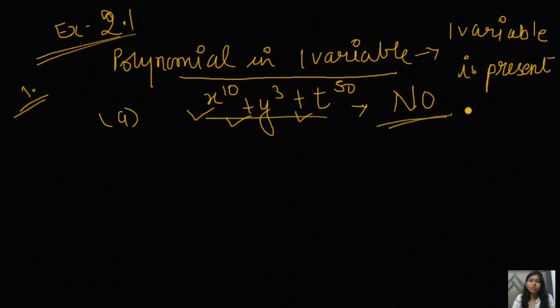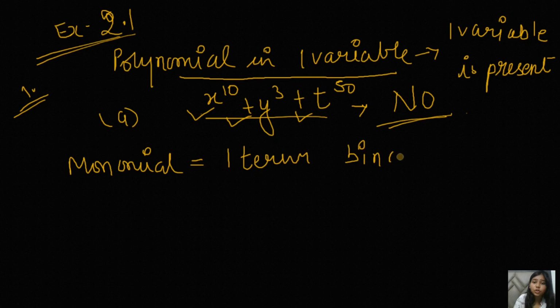This is how the questions are in this chapter. You just have to solve it like this. These are very easy questions. Okay, so the next question is on the monomial and binomial. As I told you, monomial is basically having one term only, and the binomial is having two terms only. In case of trinomials, we have three terms also.